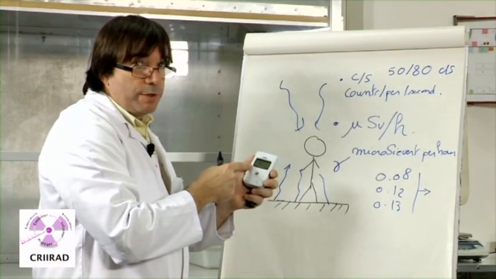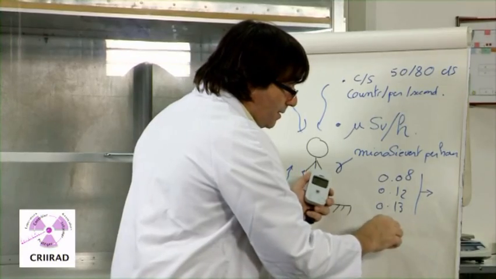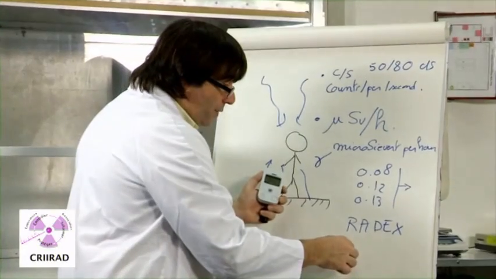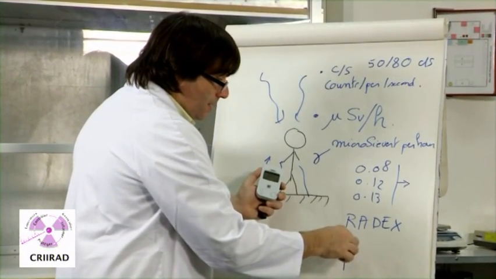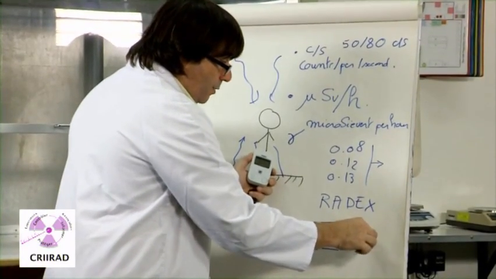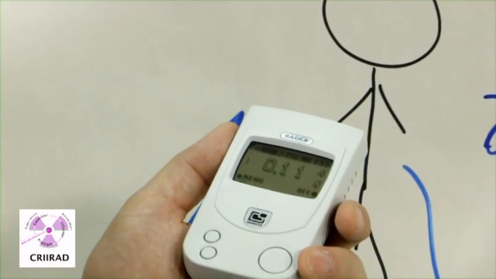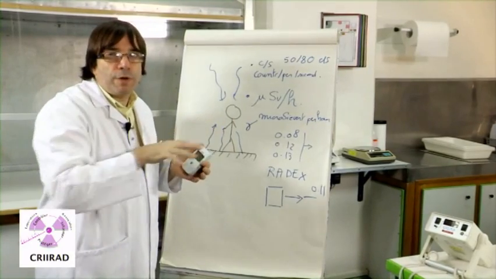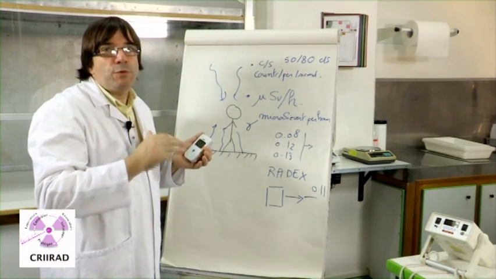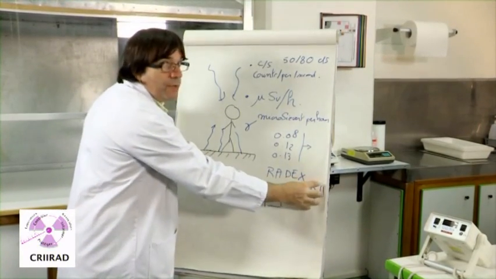So the way it works is that this device called Radex, it will make a first evaluation, second, third, and fourth. And it will give us the mean value in a few minutes. When you measure background radiation, I mean small amounts of radiation, you have to wait for a few minutes in order to get a good evaluation.